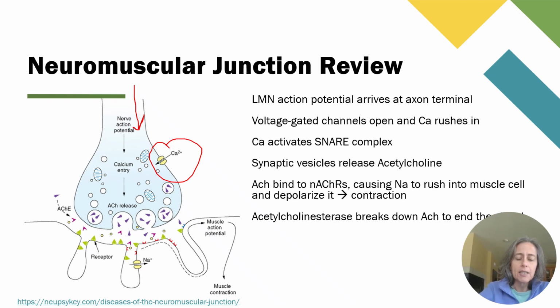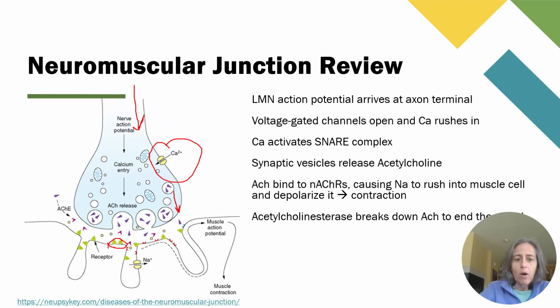That is going to cause the SNARE complex to bring those synaptic vesicles to the plasma membrane, where they will fuse and exocytose their neurotransmitter. In the case of the neuromuscular junction, that is acetylcholine. So the synaptic vesicles release acetylcholine, which diffuses across the synaptic cleft and binds to those nicotinic acetylcholine receptors, the nAChRs, which are themselves ionotropic receptors. So they are basically ligand-gated ion channels.